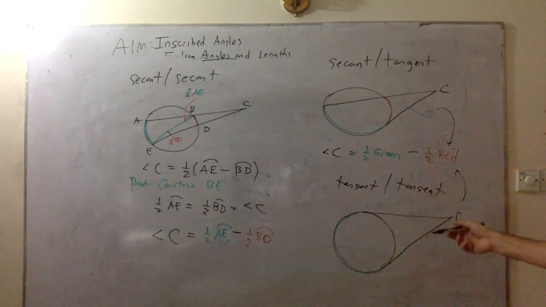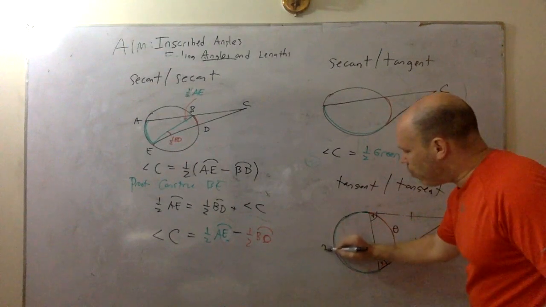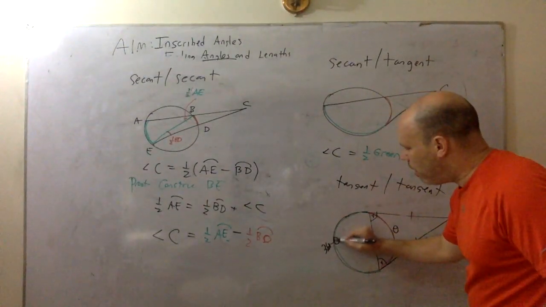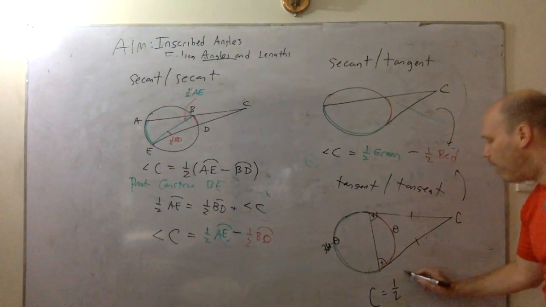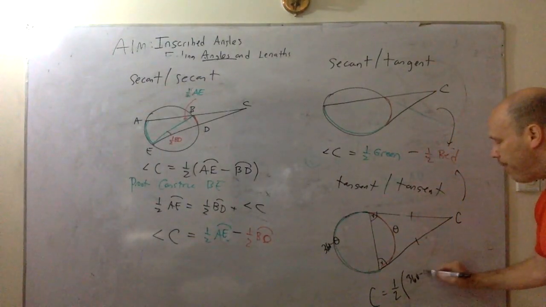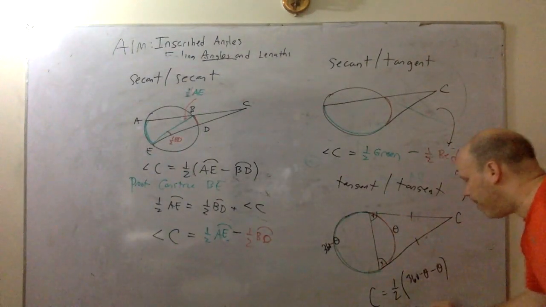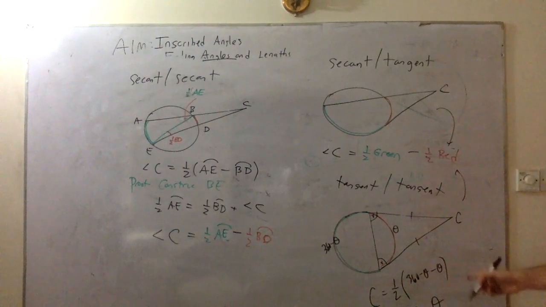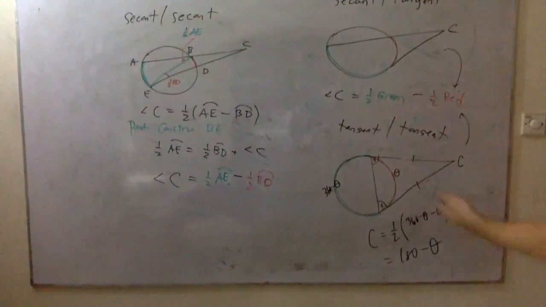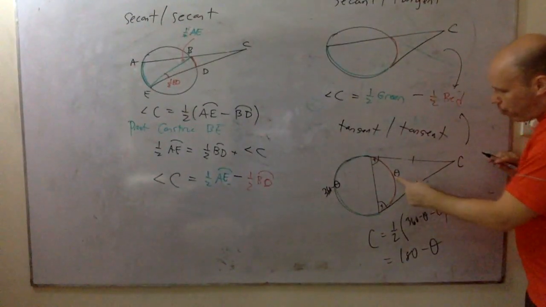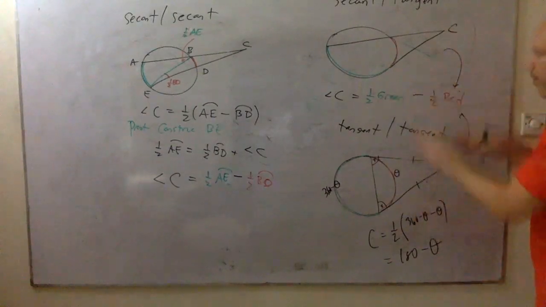These are the formulas. This one's not as difficult. If you think about it, if this is theta, and the whole circle is 360, then angle C is equal to 1/2 (360 minus theta), which gives you 180 minus theta. As long as you know the red and this angle are supplementary to each other. But you can always stick with the formulas.